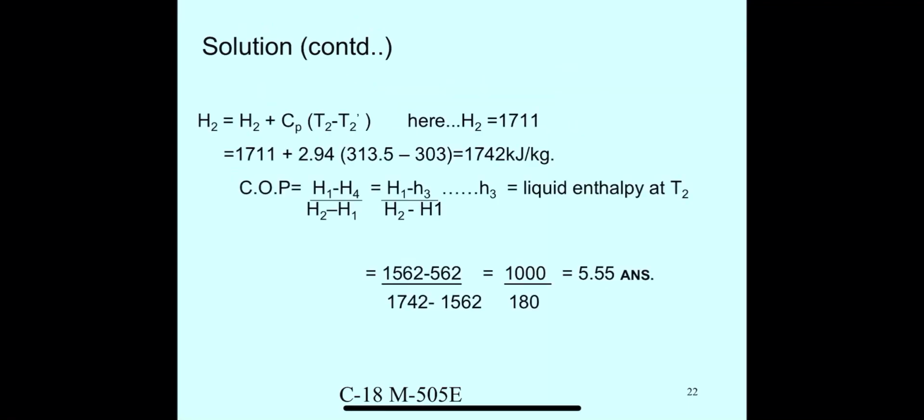After finding the L1 value, find out the H2 value in terms of dry compression, dry steam. So H2 equals H_g plus Cp times (T2 minus T2 dash). Then we will get H2. So COP equals (H1 minus H4 or H3) by (H2 minus H1), so (H1 minus H3) by (H2 minus H1). That will give the COP of the vapor compression refrigeration cycle.